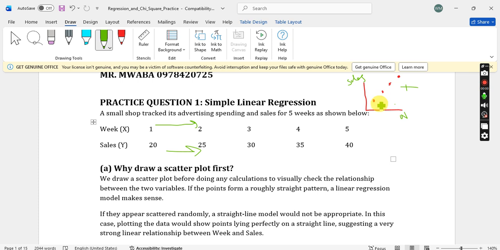It's not all the time that you see the dots straight like this. Sometimes they might be scattered. But if you can see an upward trend or a downward trend, then you'll be able to know there is either a positive relationship or a negative relationship. So the reason why we draw a scatter plot is we just want to visually see if there's a relationship between the two variables. Are we okay with that? Any questions?